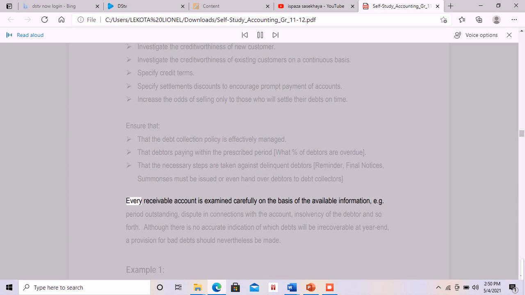Every receivable account is examined carefully on the basis of the available information, e.g. period outstanding, dispute in connection with the account, insolvency of the debtor, and so forth. Although there is no accurate indication of which debts will be irrecoverable at year-end, a provision for bad debts should nevertheless be made.